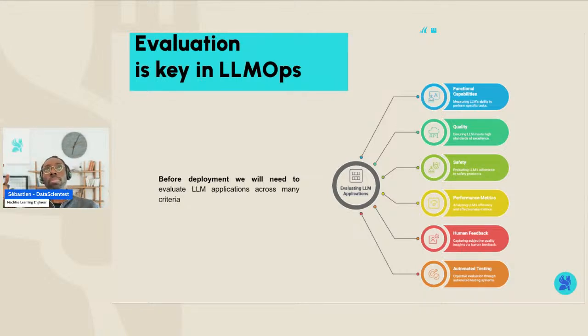We have functional capability, so measuring the LLM's ability to perform specific tasks. This means, for example, that we will have to design unit tests. For known answers, you will use, for example, your frequently asked questions, and you will create unit tests on them to make sure that on very basic questions the model always provides the answer that is expected.